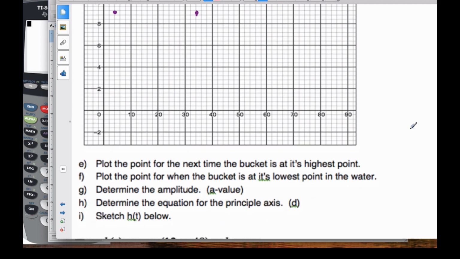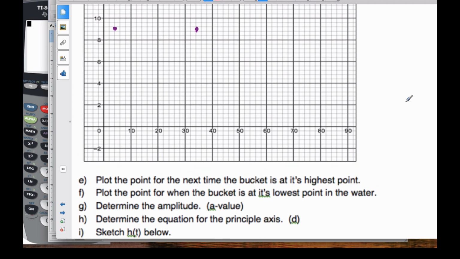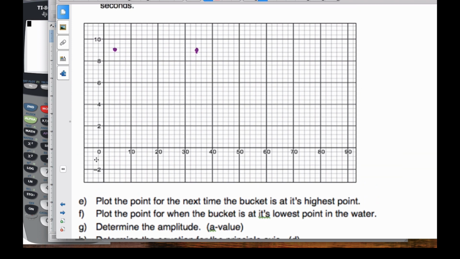Okay, so now it says plot the point for when the bucket is at its lowest point in the water. Well, I know the lowest point is at -1, and it happens exactly halfway between those. So from here to here is 30 seconds. So halfway is going to be 15 seconds. If I started at 4 and I go 15 seconds, 4 plus 15 is 19. And so I'm going to be here, but it's going to be 1 meter down low. And so that is going to be roughly right around here. This is the point (19, -1). This is the point (4, 9), and this is (34, 9).